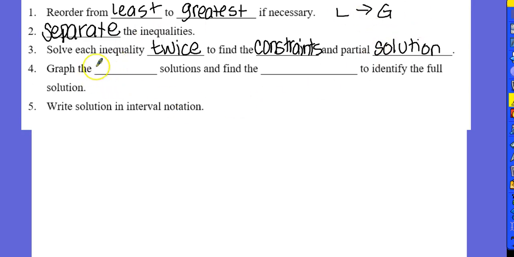After we've done all of that, we're going to graph the partial solutions all on the same graph so that we can find the intersections, plural, so that we can identify the full solution, all of the numbers that would satisfy the compound inequality. Then, of course, we'll write the solution in interval notation because that's how we do it. Okay, so that's this process.